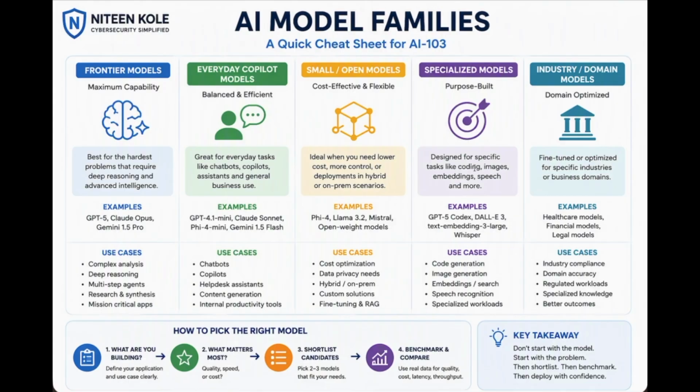Then we have specialized models, for example GPT-5 Codex, DALL-E, embedding models, and Whisper. They're best for coding, image generation, search, speech recognition, and specific AI workloads. Memory trick: if you need specific skills, use specialized models. Last, we have industry or domain models, for example healthcare, financial, and legal models. They're best for industry terminology, compliance requirements, domain expertise, and regulated environments. Memory trick: if you need industry expertise, use a domain model. This is a simple way I try to remember the models, so that I roughly know which model falls under which category.